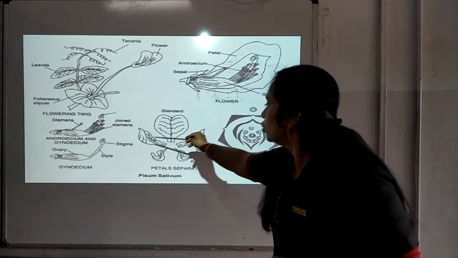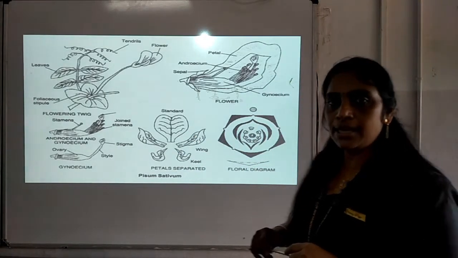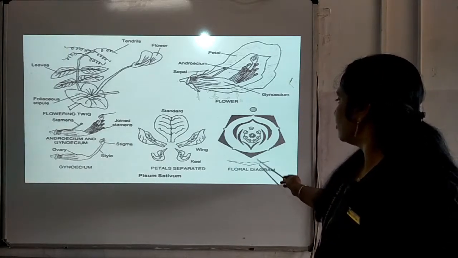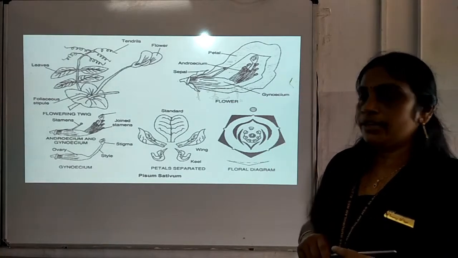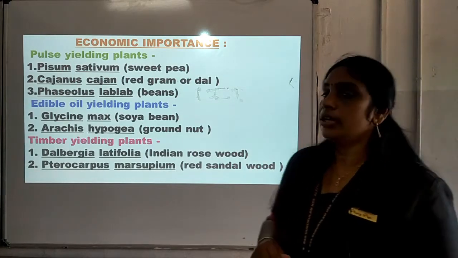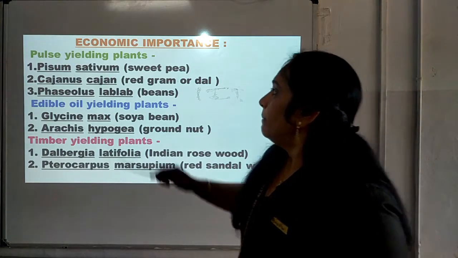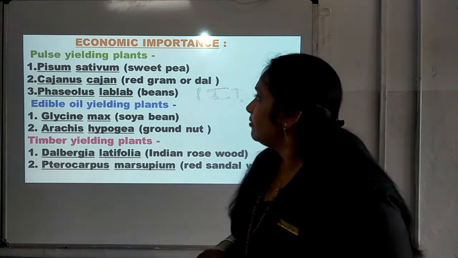Standard petal is there, 2 wing petals are there and 2 keel petals are there in the case of Fabaceae family, and we have seen the floral diagram related to Fabaceae family. And the next part related to Fabaceae family is economic importance. Pulse yielding plants are present in the Fabaceae family.